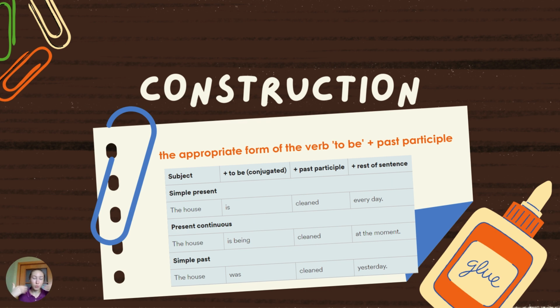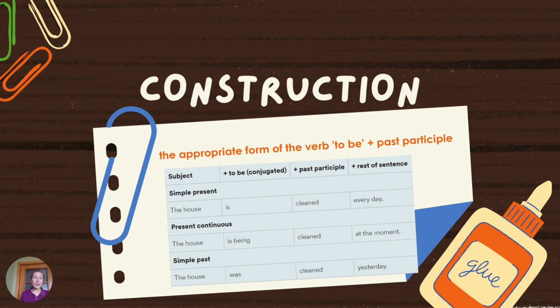Is is the verb to be, which needs to be conjugated. In this case, we've got the house is, because it is to be plus the past participle cleaned. The rest of the sentence is every day. We do not need to say the house is cleaned by somebody else. It is not important, one more time, because we talked about that. So the house is cleaned every day.